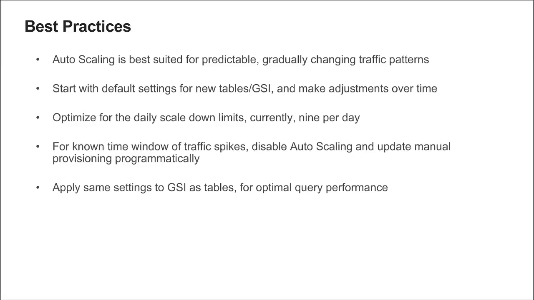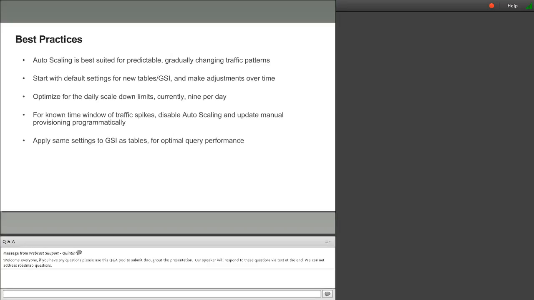And also, for a new table, we would recommend starting with the default settings and then tweaking as you go, in terms of both utilization, as well as the minimum capacity below which you don't want to scale down, and the maximum capacity above which you don't want to scale up. And as I said, there is a limitation in terms of the number of scale downs today. So optimize for that if you can, in terms of what you would want to do and the timing when you would want that to trigger.